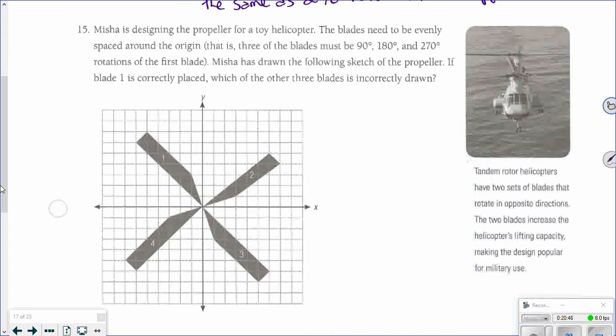Okay, the last piece for rotations is how to compare if something is actually a rotation or not. So it says Misha is designing the propeller for a toy helicopter. The blades need to be evenly spaced around the origin. That is, 3 of the blades must be 90, 180, and 270-degree rotations of the first blade. She's drawn the following sketch of the propeller. If blade 1 is correctly placed, which of the other 3 blades is incorrectly drawn?